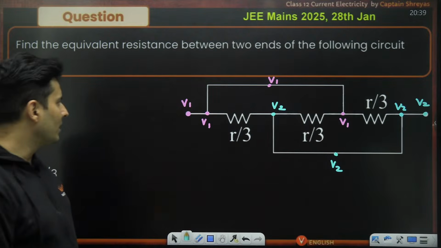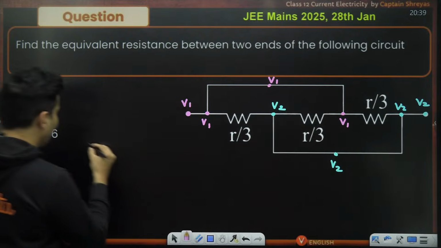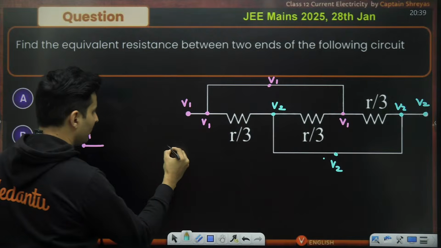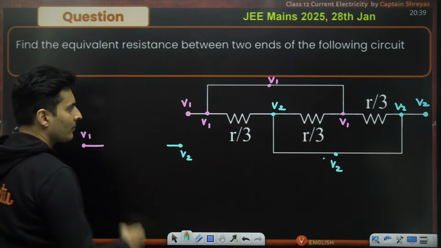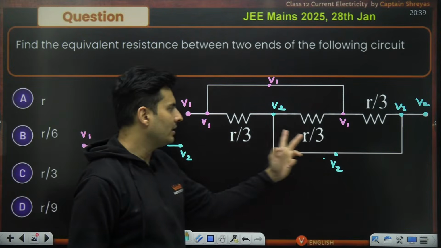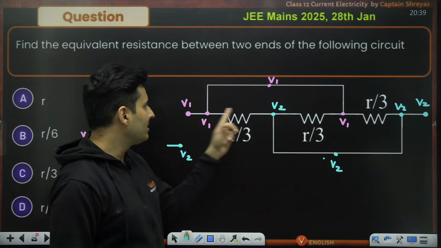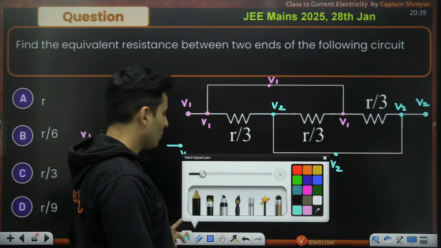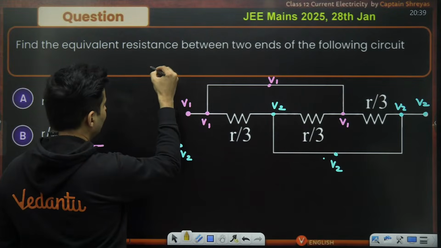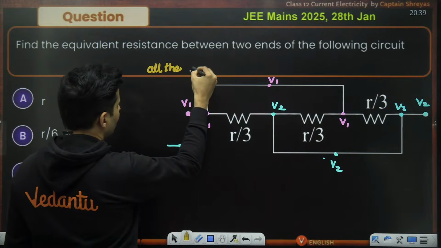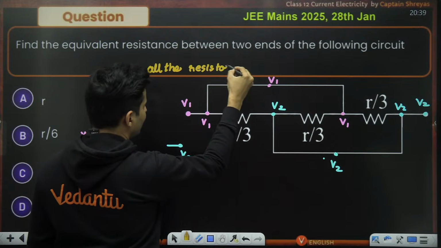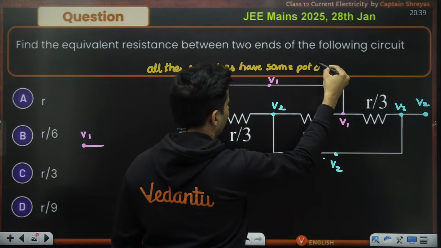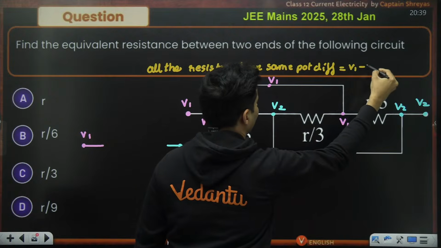Now, observe carefully, guys. On one side, you have voltage V1, and on the other side, you have this voltage V2 coming from here. All the resistors, R by 3, R by 3 and R by 3, have the same voltage difference, V1 minus V2, V1 minus V2, V1 minus V2. So look at it carefully. All the resistors have the same potential difference, which is V1 minus V2.